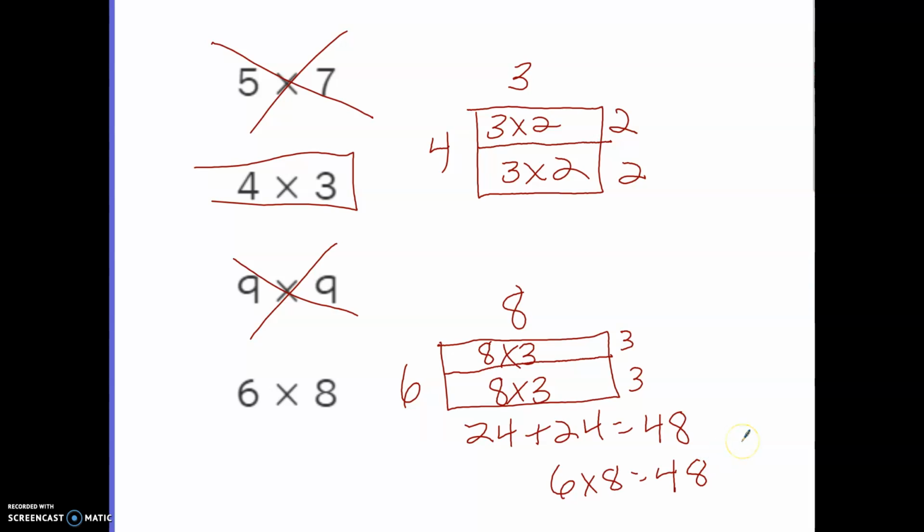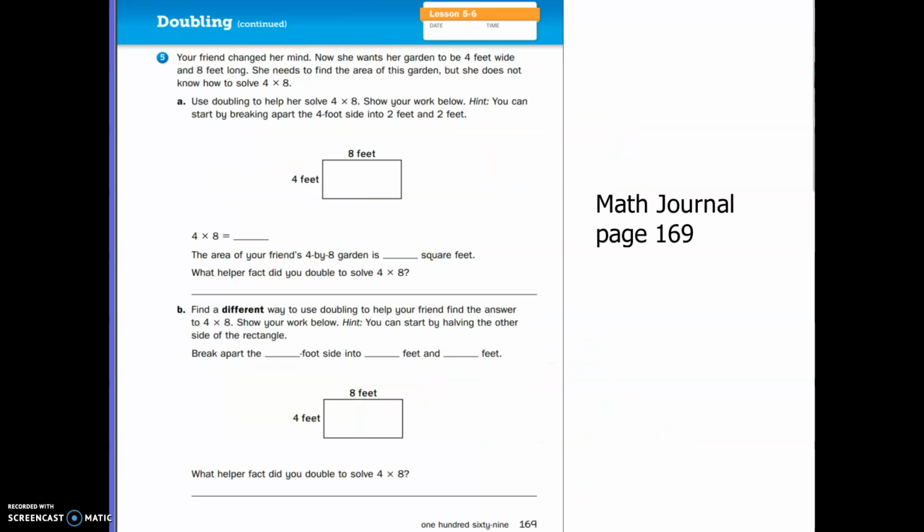This is just a great strategy to use when you want to figure out bigger multiplication problems that you're not quite sure of, but you know that if it's an even number, I can divide one of my sides. If I make a rectangle, I can divide one of my sides into 2 equal parts. So let's go to page 169. We're going to work on number 5 together.